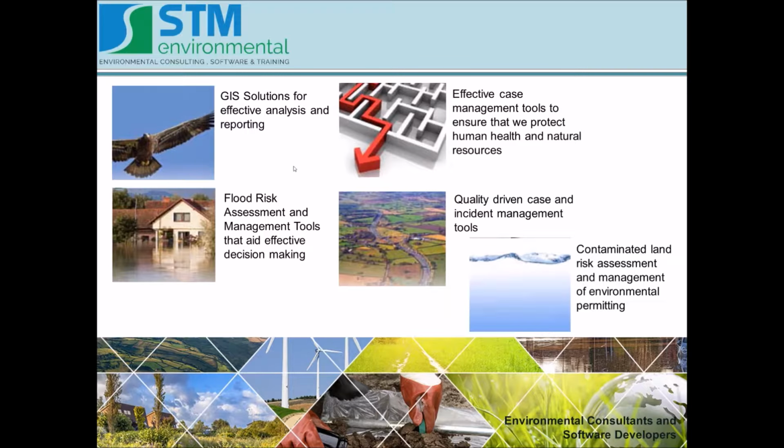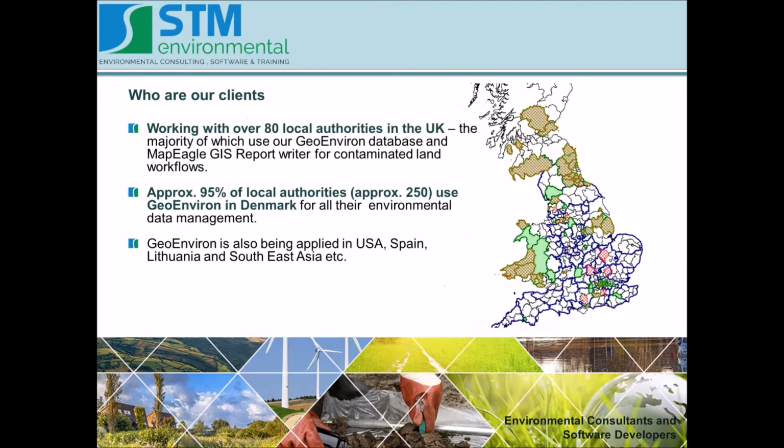This is just a brief overview of the services on offer. Our clients, so we've got quite a wide scope at the moment. We've got a map in there, as we like maps at our end, and it's a good way of demonstrating who's using our software. So working with over 80 local authorities, the majority of which are using it for contaminated land and MapEagle.